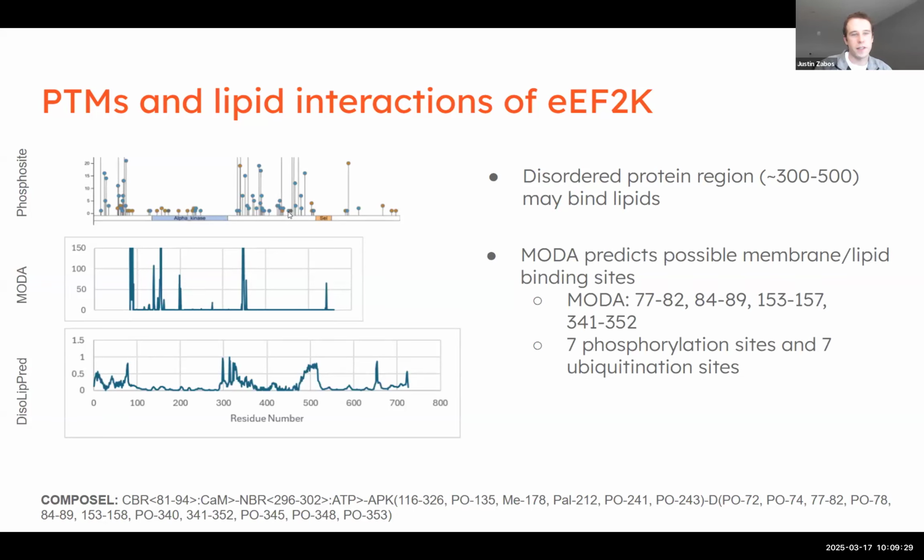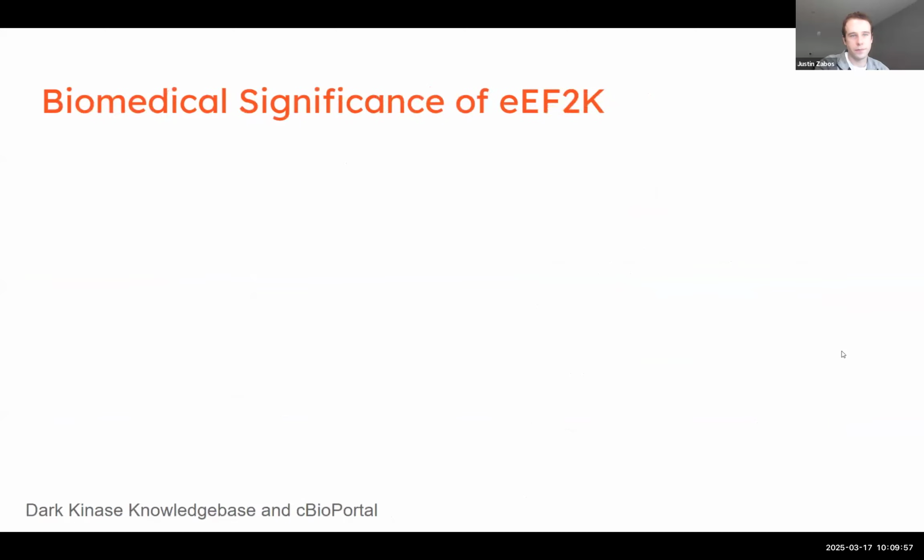MODA is the middle panel. It also predicts a number of possible membrane or lipid binding sites. And in these regions, there are 7 phosphorylation sites and 7 ubiquitination sites. So these could be PIP stops as well that allow EEF2K to dissociate from a membrane and localize to the ribosomes to regulate translation. One thing I also wanted to note is there is a predicted palmitoylation at Cys 212 by SwissPalm, although it has never been observed experimentally.